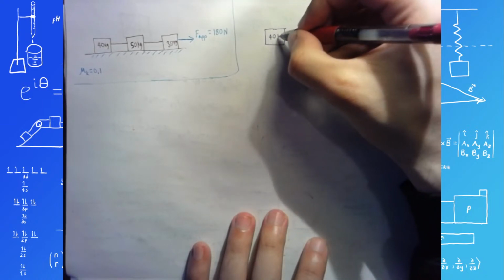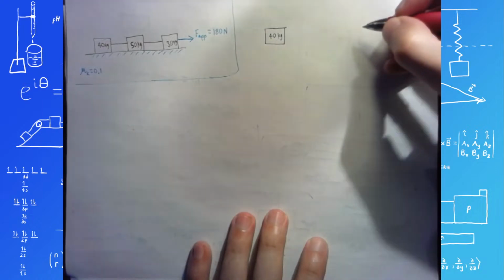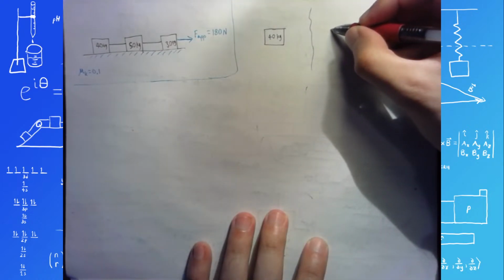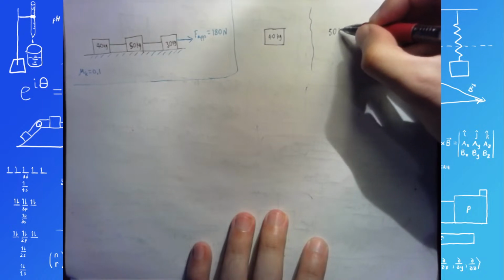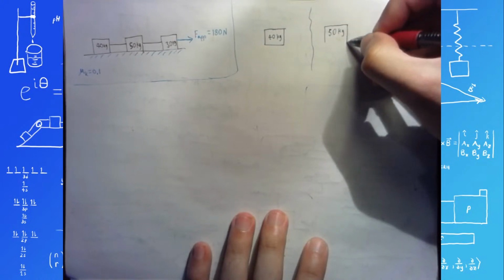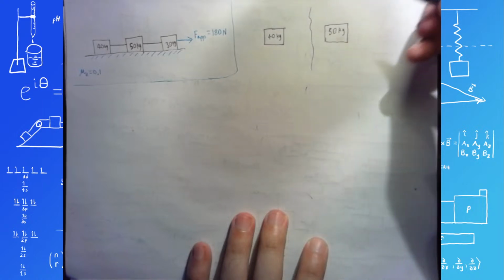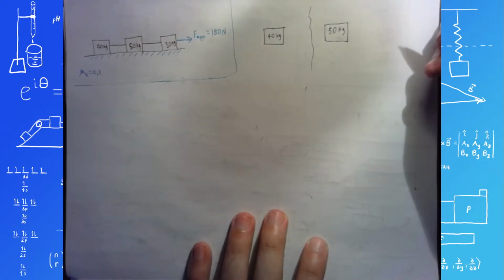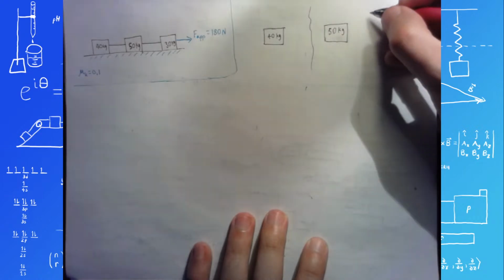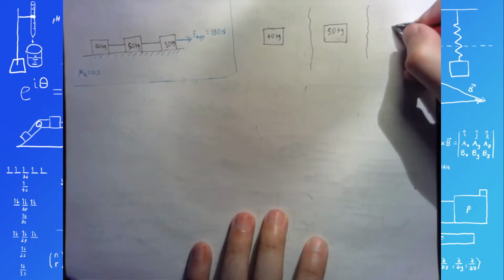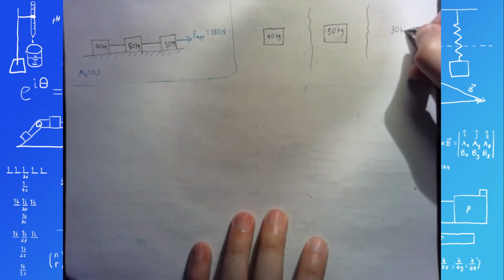So we've got our 40 kilogram object, our 50 kilogram object. I should probably write the mass first and then draw the box around it. If I draw the box first, I might not leave enough space. And actually, speaking of space, I don't think I left enough space horizontally here, but we'll see. And 30 kilograms.